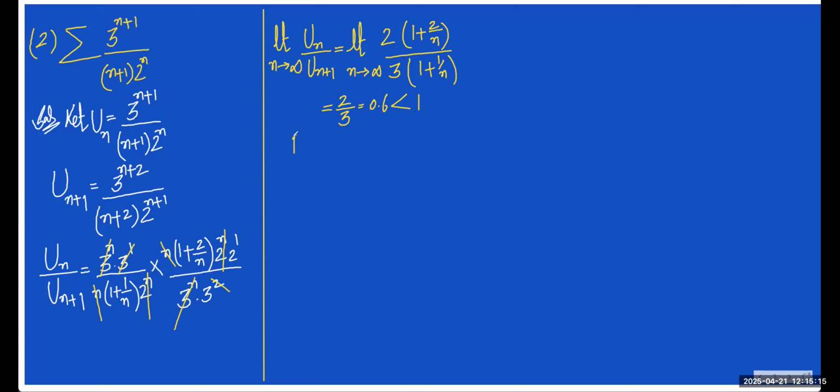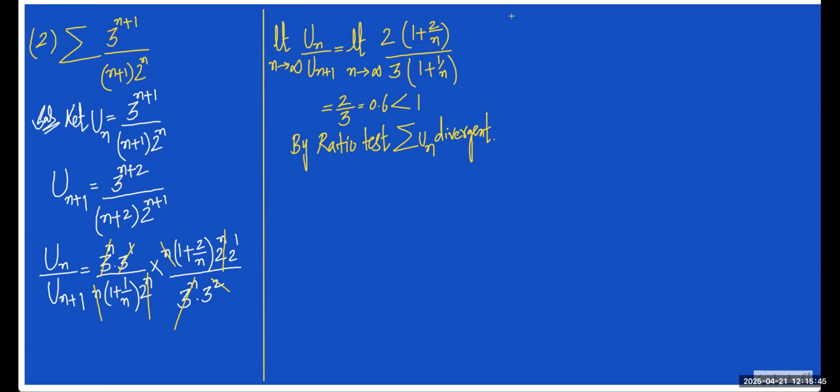So what do you say? By ratio test, summation un, what do you say? Divergent or convergent? It is divergent. Yes, it is clear? Yes, sir. Move on for one more question.